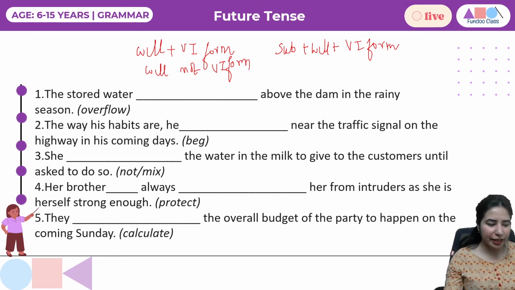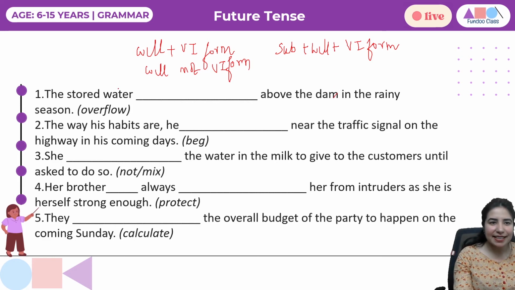So I'm sure we have finished the drill. Lots of correct answers coming our way. So let's quickly discuss and progress further. The stored water above the dam in the rainy season. So we'll use will and we'll write will overflow, right? So an action that's going to happen in the future.